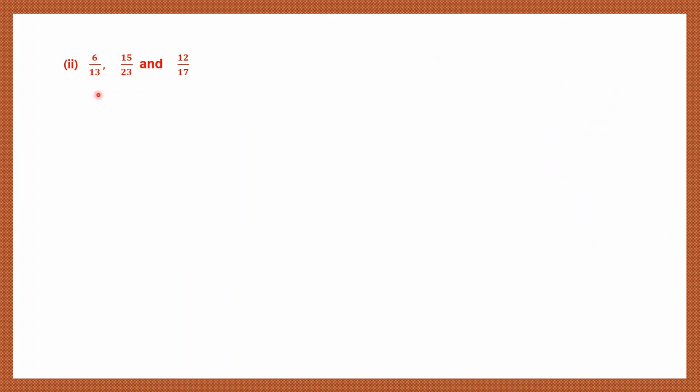Second question, 6 by 13, 15 by 23 and 12 by 17. So let's write that down. So we have 6 by 13, 15 by 23 and 12 by 17. So again, we're going to make the numerators the same. As you can see, they're all different now. So let's find the LCM of the numerators 6, 15 and 12.